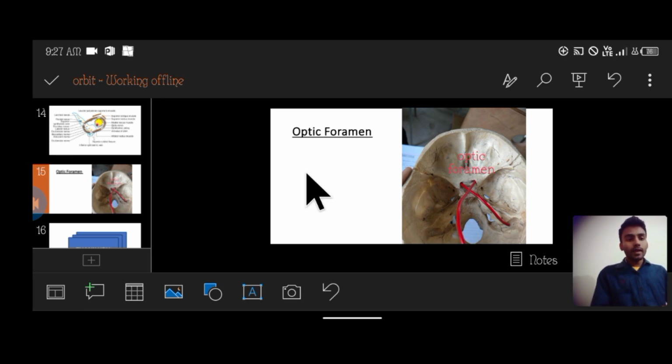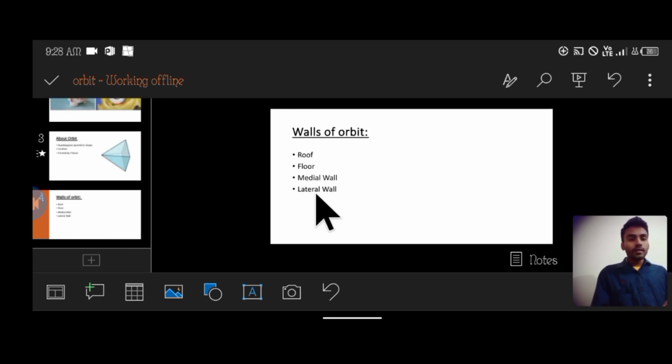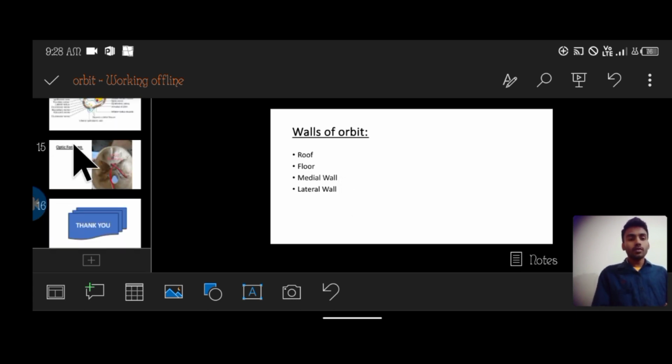And one more thing I would like to include, that among the four walls of the orbit, the lateral wall is the thickest wall and the medial wall is the thinnest wall. Okay, and that is because ethmoidal sinusitis, meaning inflammation of the ethmoidal air sinuses, may cause orbital cellulitis. Okay, this is all about the anatomy of the orbit.